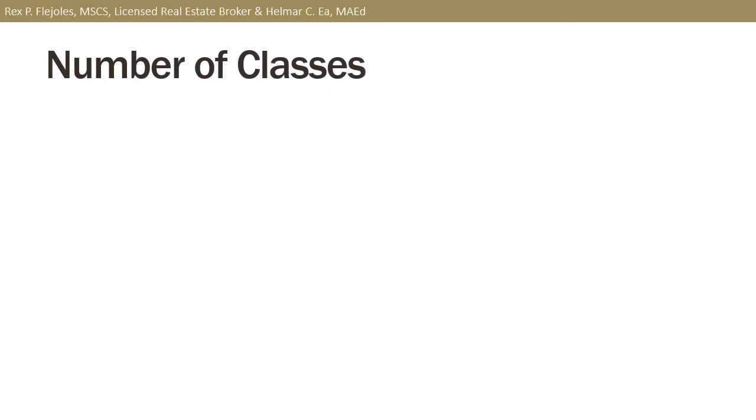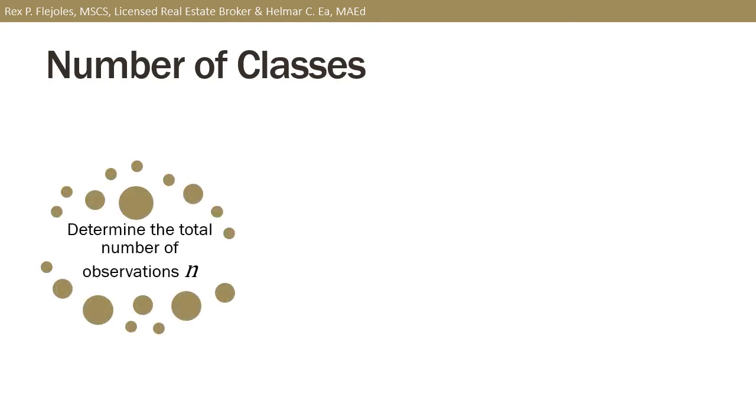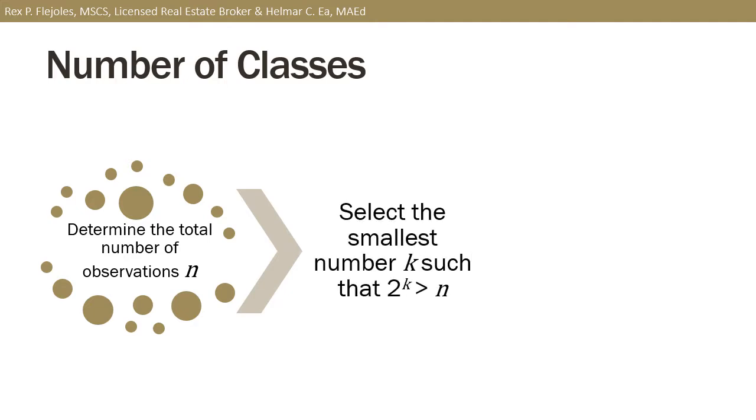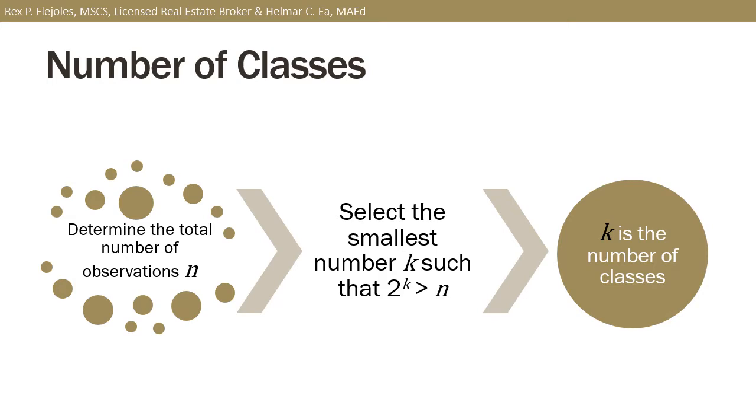Going back to the first step, that is to decide the number of classes, we could apply the 2 to the k rule. In this 2 to the k rule, you select the smallest number k for the number of classes such that 2 raised to k is greater than the number of observations.